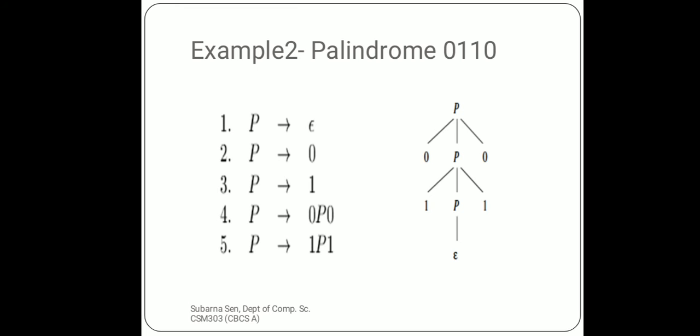So firstly we will use rule number 4. It says P generates 0 P 0, so we have drawn it. Now in between we want another string, 1 1. So how do we do that? If we use rule number 5, 1 P 1, and after that we put rule number 1, that is P generating epsilon, then our job is done. So our parse tree will be like this.